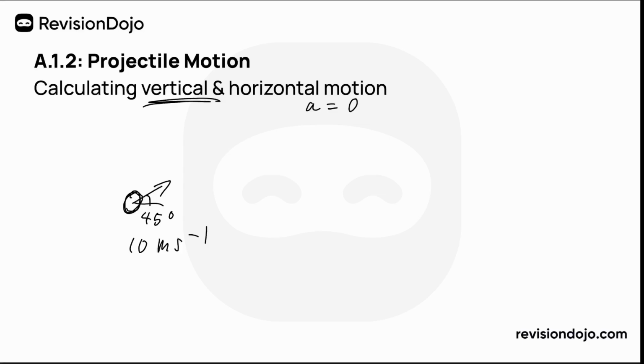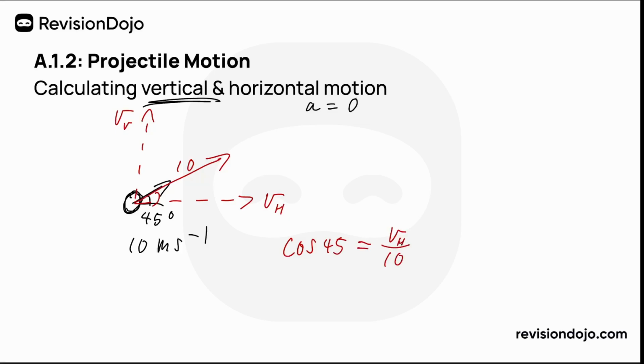Let's assume this red arrow is our velocity vector. We can find its vertical component and its horizontal component using trigonometry. Luckily, we have this 45-degree angle to help us find the components. We're going to call the horizontal component VH and the vertical component VV. Using trigonometry, we can find VH by using cos of 45 degrees equals VH over 10, because VH is the adjacent side and 10 is the hypotenuse.